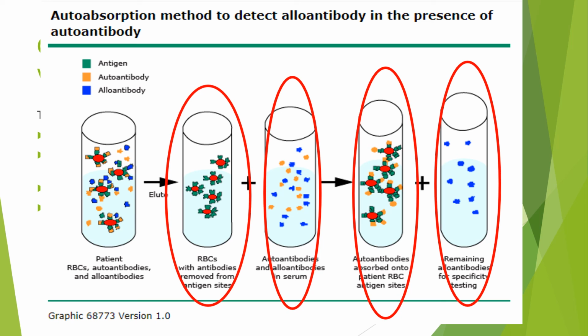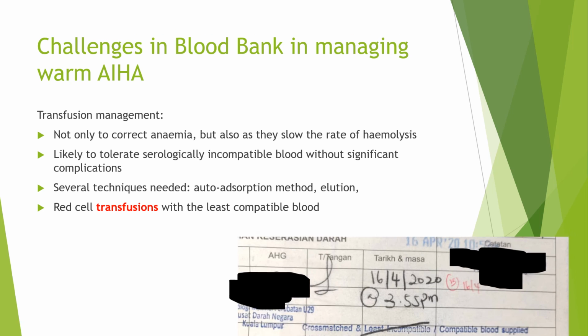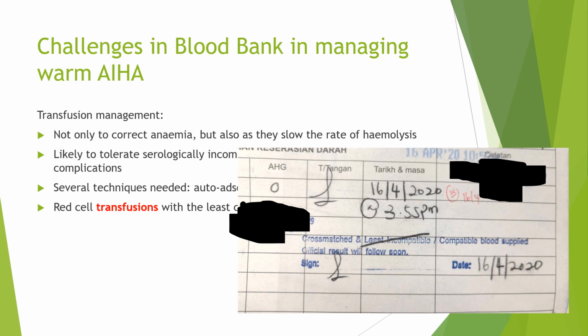So this technique is very time consuming and may delay blood transfusion. Sometimes even many techniques are involved, we still could not resolve this warm AIHA case. So if transfusion is needed, a patient may be transfused with least incompatible blood. Least incompatible blood refers to blood that has the weakest incompatibility reaction among the blood being cross-matched. So this is the example of a statement given by National Blood Center when this compatible blood is supplied to the patient.